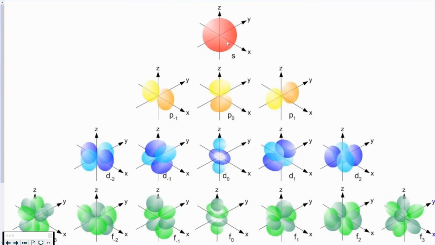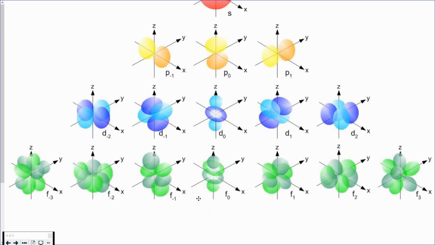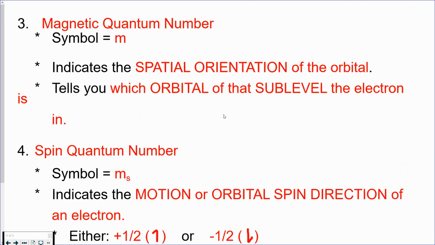Here are examples of the subshells. You can see that the s subshell is going to be spherical. The p subshells are dumbbell shaped. You can kind of see the dumbbells there. d gets a little bit more complex, and then f gets even more complex. Remember, they are 3-dimensional shapes.